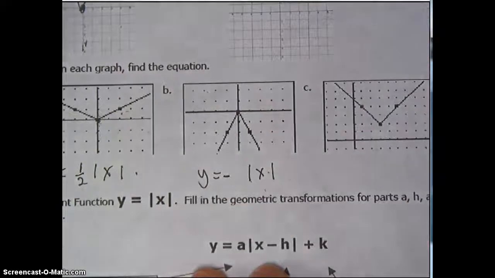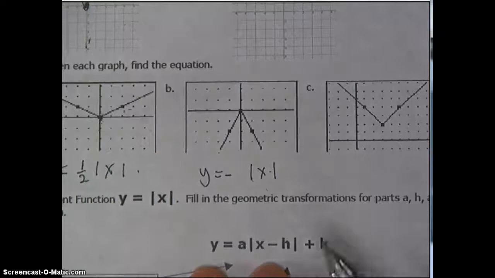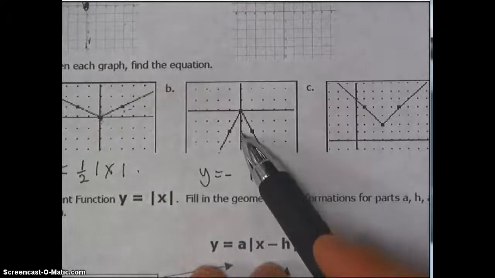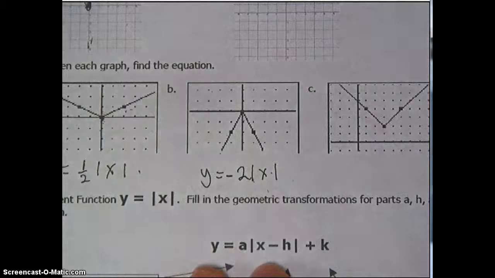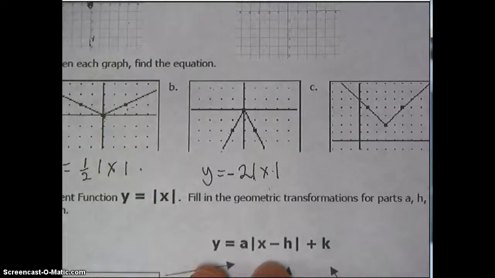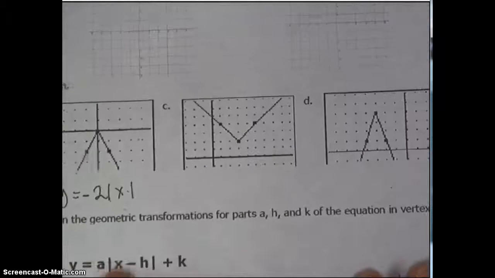Down 2 over 1. So down means negative. It's upside down. That's a reflection. That's a negative. And since I went down 2 over 1, it's a vertical stretch of 2. So this is y equals negative 2 times the absolute value of x. Let's look at part C.